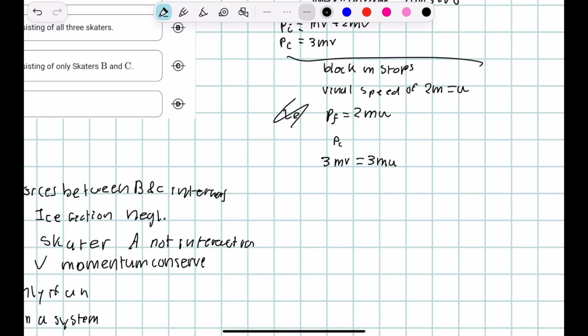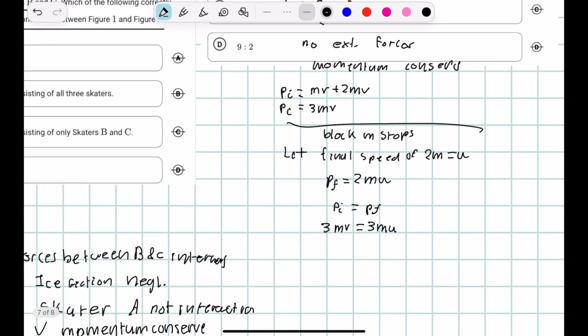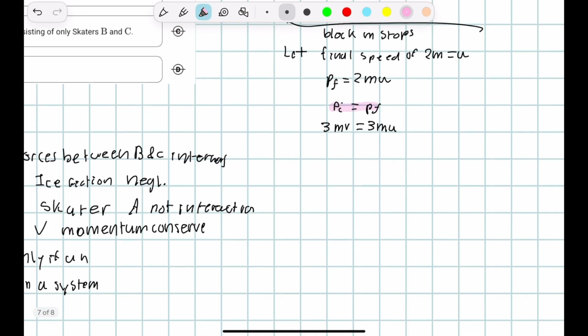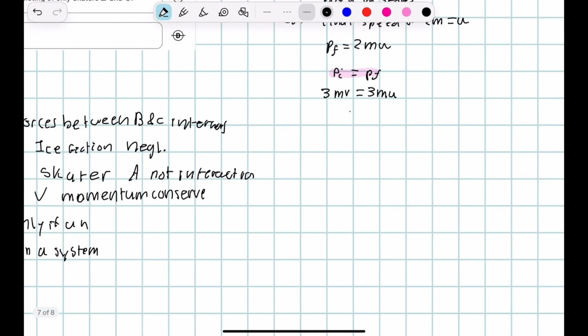Let the final speed be u. So p initial equal to pf using conservation of momentum. Okay, let's just highlight this. Then we set those equal to each other, then we can solve for u. We see that m cancels out. So we have, or no, I wrote that wrong. That's 2mu. So u is just equal to 3/2 v, right?